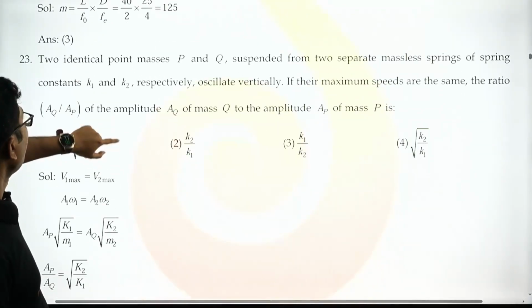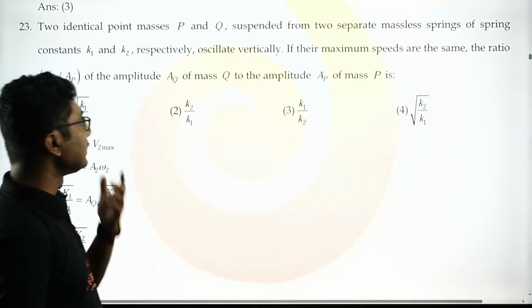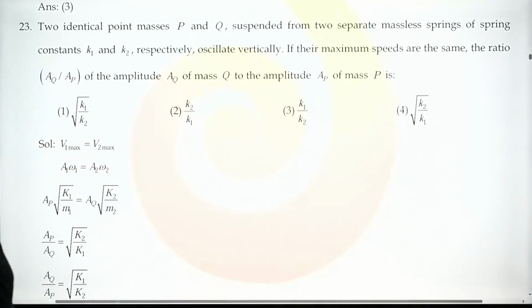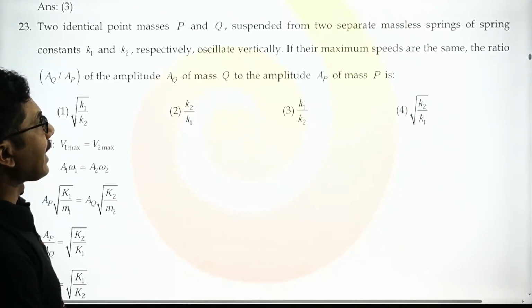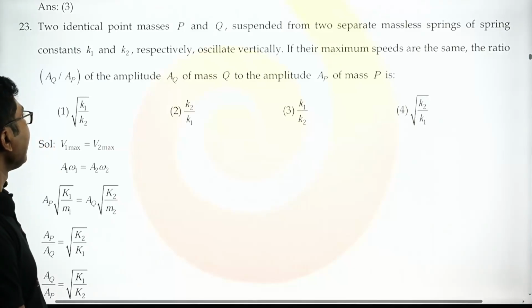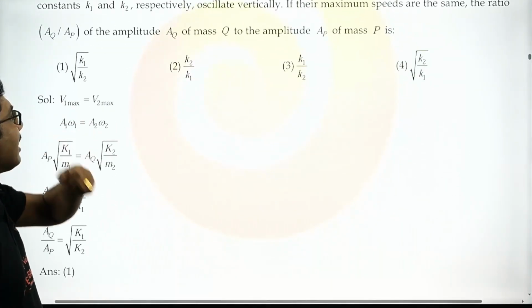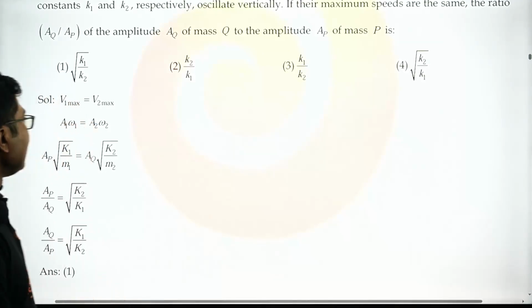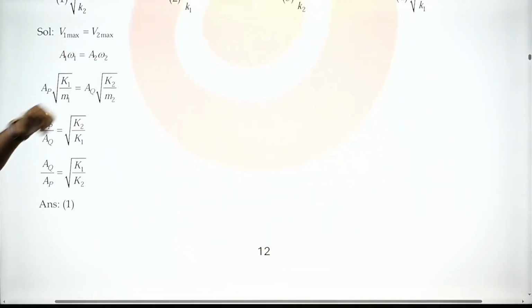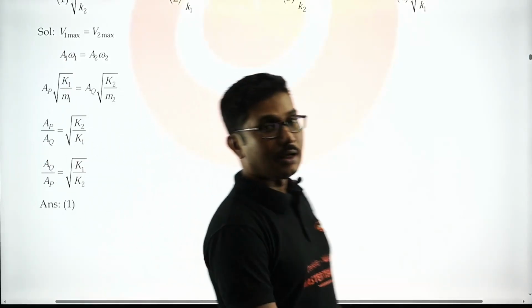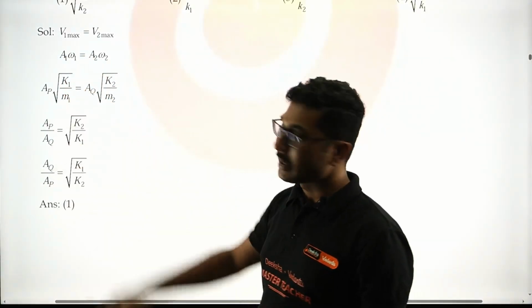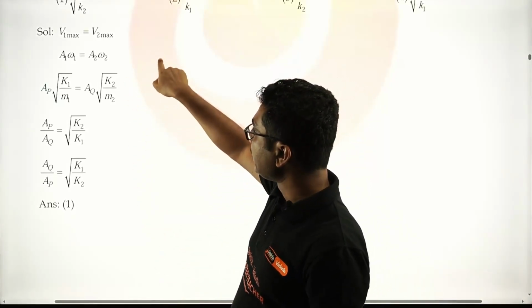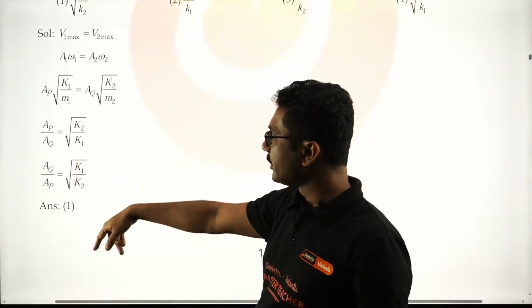Now next, two identical point masses P and Q suspended from two separate massless springs of spring constants K1 and K2 respectively oscillate vertically. If their maximum speeds are the same, the ratio AQ by AP of the amplitude AQ of mass Q and amplitude AP of mass P is. It is given V1 max equals V2 max, that is A1 omega 1 is equal to A2 omega 2. That is the expression for maximum velocity. Now omega 1 you can calculate as root of K1 by M1, for a spring mass system, and from there you can calculate the ratio AQ by AP.